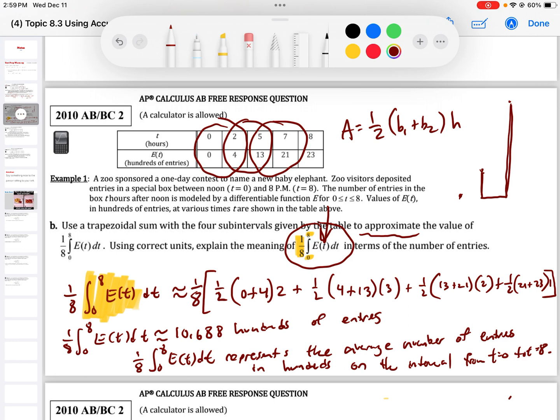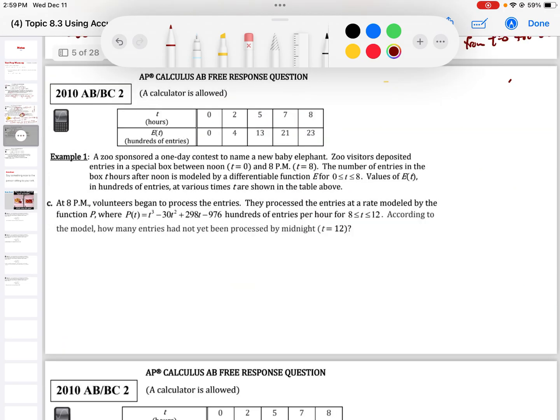So if it asks me, if I say it like that, I think we're going to get full credit. If we actually got the number, we could say it's approximately this, but I think when it says what is this, that's the exact number. We use trapezoidal sums to approximate the value, but this is the actual number, the exact number. We don't know what it is exactly, but that's what it would represent.